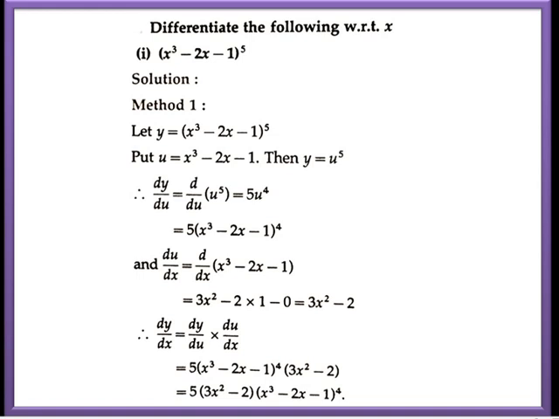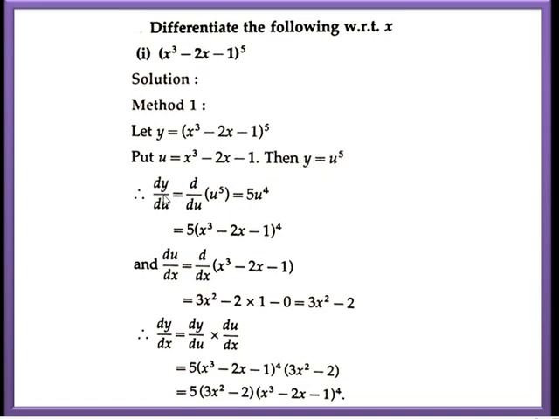The first one, find derivative of (x cube minus 2x minus 1) raised to 5. Had it been x raised to 5, I would have written answer as 5x raised to 4. But the base is not x, it is other than x. So I replace base by u. Let y be x cube minus 2x minus 1, raised to 5. So what is u? x cube minus 2x minus 1. So that y becomes u raised to 5. Now y is a function of u. So I can say differentiate with respect to u.